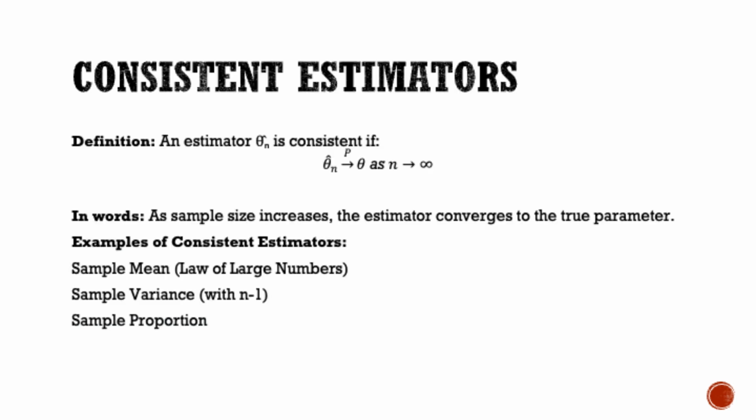Consistency is another important property. An estimator is consistent if it converges in probability to the true parameter as the sample size increases. Examples of consistent estimators include the sample mean, the sample variance with n-1, and the sample proportion. The law of large numbers guarantees consistency for the sample mean.